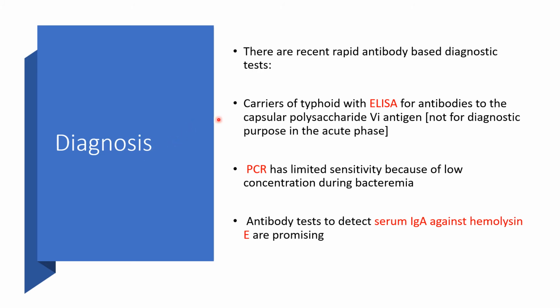Still on diagnosis, the recent rapid antibody-based diagnostic tests. For example, in carriers of typhoid, the enzyme-linked immunosorbent assay for antibodies to the capsular polysaccharide Vi antigen could be helpful, but not for diagnostic purposes in the acute phase. Then polymerase chain reaction has limited sensitivity anyway, because we'll be dealing with low concentration during bacteremia. Then antibody test to detect serum IgA against hemolysin E are promising procedures.